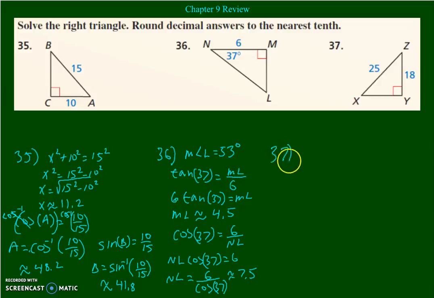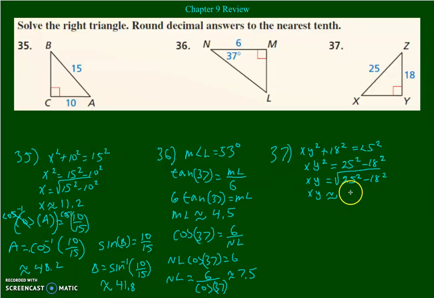So in 37, we'll have xy squared plus 18 squared equals 25 squared. xy squared equals 25 squared minus 18 squared. xy equals the square root of 25 squared minus 18 squared. xy is approximately 17.3.